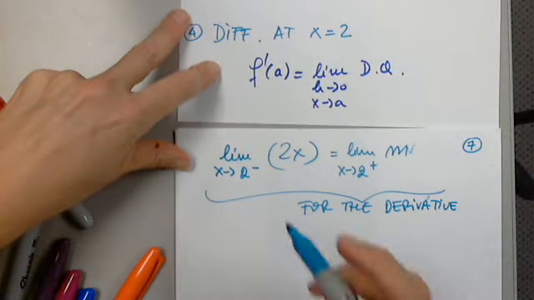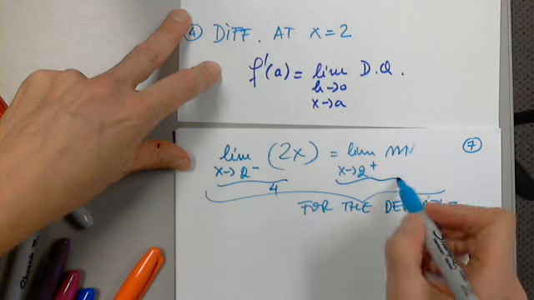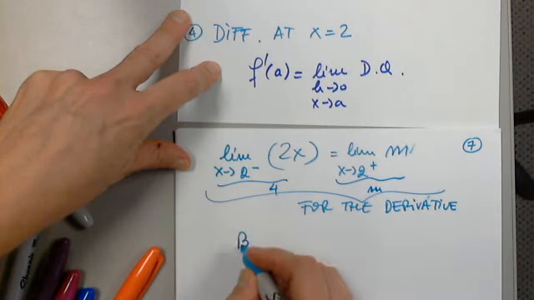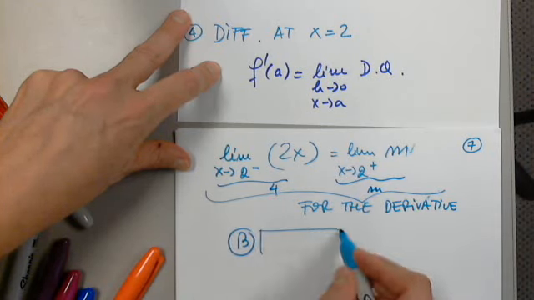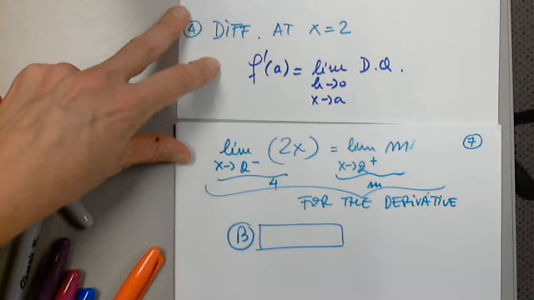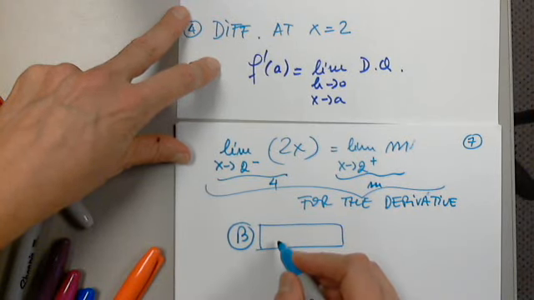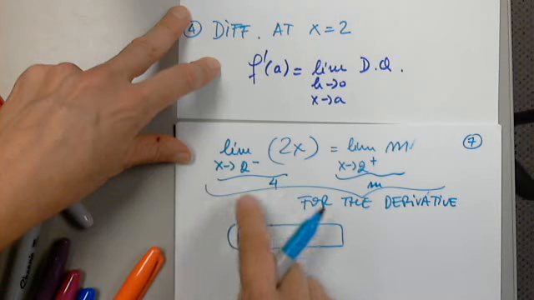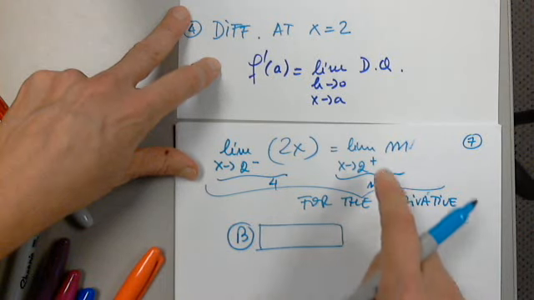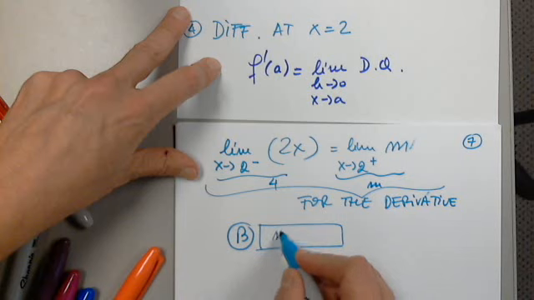So the left-hand side indeed is 4 and the right-hand side is m. And this is our relation B. What is the equation that I have to write? This side is 4. This side is m. M equals 4.